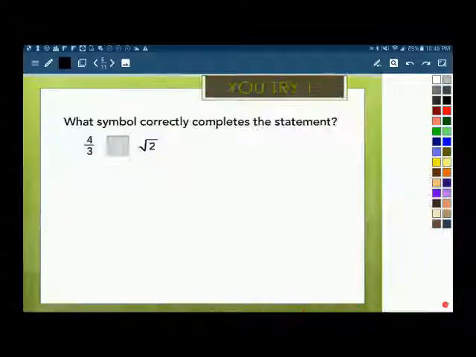So let's have you give this a try in your U-Try. Please convert 4 over 3, or 4 divided by 3, into a decimal. Write it underneath. And then also convert square root of 2 into a decimal and round that to the 10th to compare. Give me a less than, a greater than, or an equal sign between them. Give it a try.